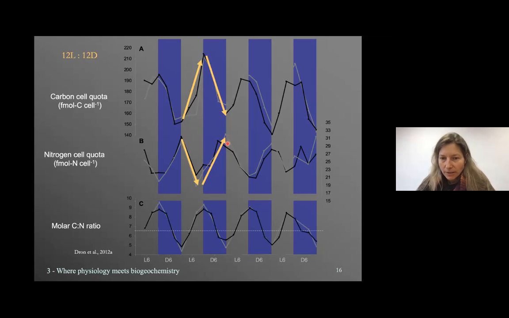As a consequence, you can see that there is a C/N ratio that highly fluctuates throughout the day. It goes from 4.5 to 10. So it's a very, very wide fluctuation. So there is a fluctuating stoichiometry in the cells. If we take the average value integrated from that curve, we actually end up pretty close to the Redfield ratio.